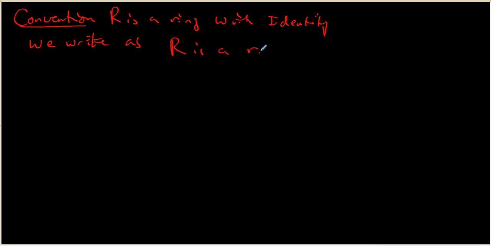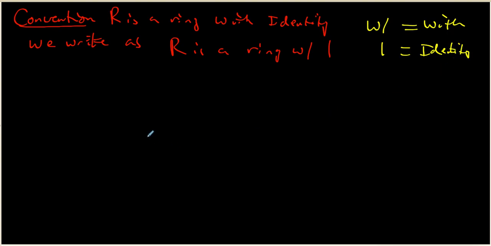When we have the phrase, R is a ring with identity, we usually write that in handwritten mathematics as R is a ring with 1. And what I'm trying to point out is that this is shorthand for the word with, and the 1 is shorthand for the word identity, because we're talking about a multiplicative identity.